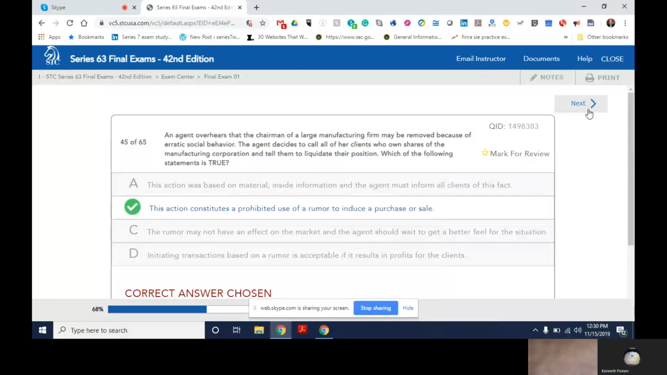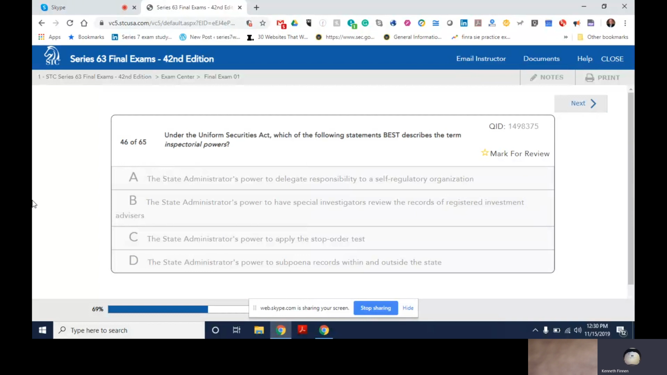Okay. Under the USA, what best describes the term inspectorial powers? The state admin's power to delegate responsibility to SROs, which are FINRA. I don't think so. To have special investigators review the records of RIAs. We'll come back to that. The state admin's power to apply a stop order. No, I don't even know what that is. Basically, it should be D. They can subpoena records inside and outside the state. That means they can ask for records inside and outside the state.